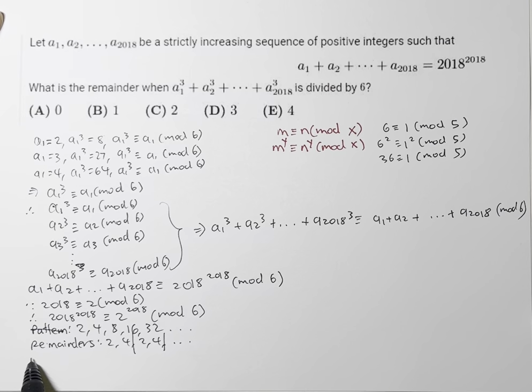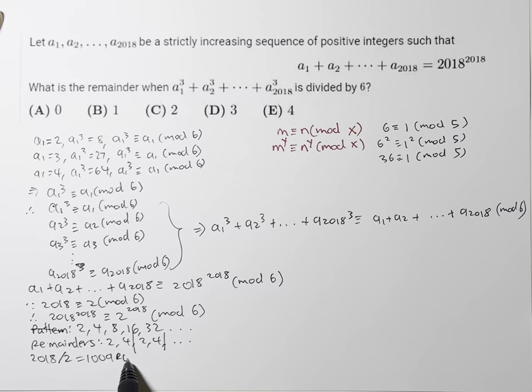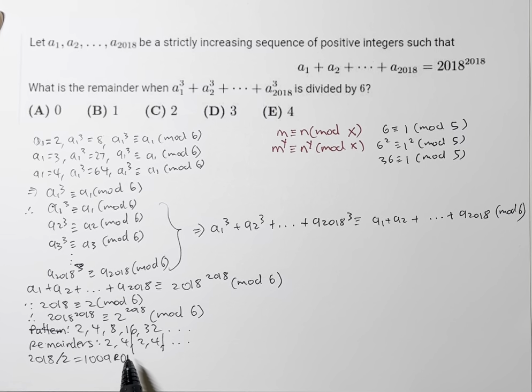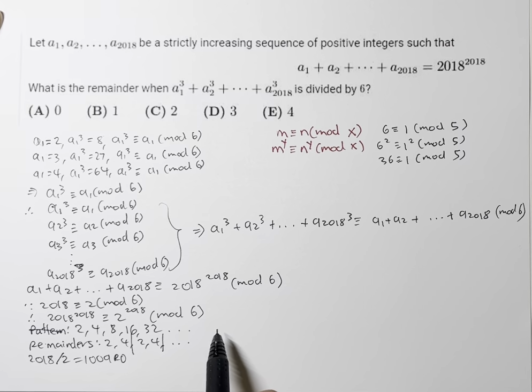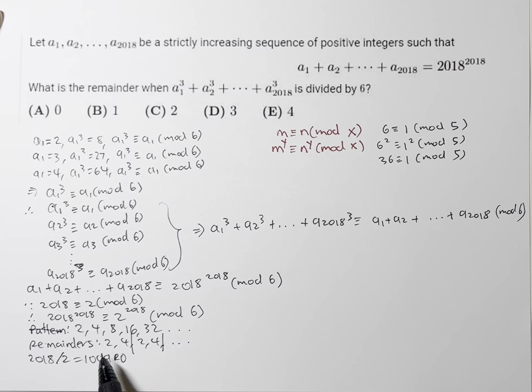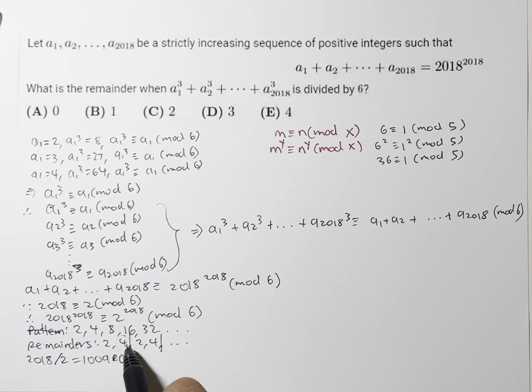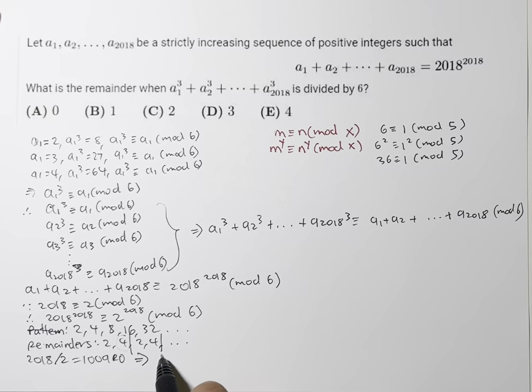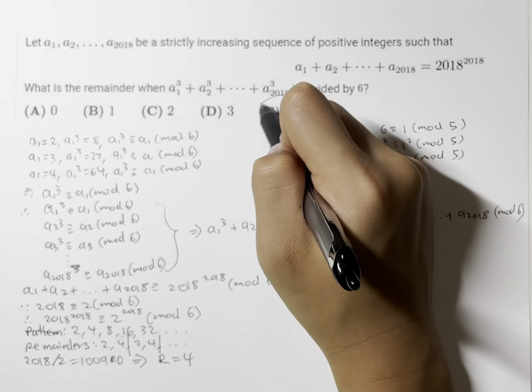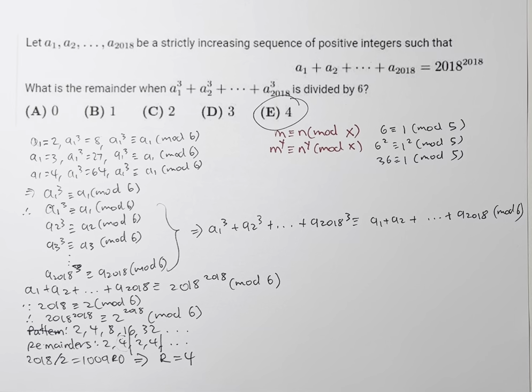So then I'm going to divide 2018 by 2. So that equals 1009 remainder 0. Why do we do this? We want to see how many cycles of this pattern we go through. We have 1009 full cycles with a remainder of 0. This remainder of 0 means that it'll be 4. Because you see, if it was a remainder of 1, it'd be 2. But it's remainder 0, so it means it's 4. A remainder of 0 means the last number in the sequence. So then you get that R equals 4. So that is how you solve this problem.